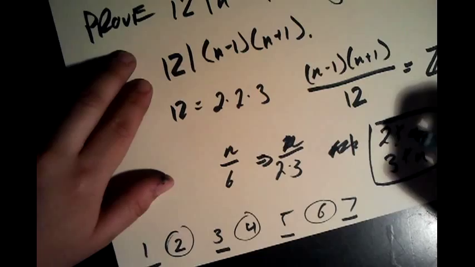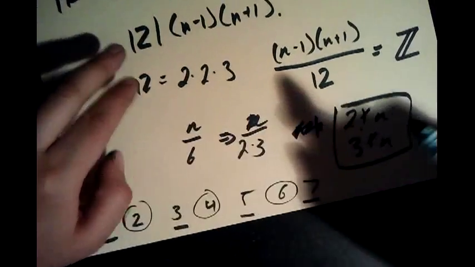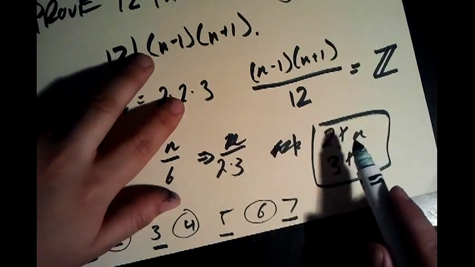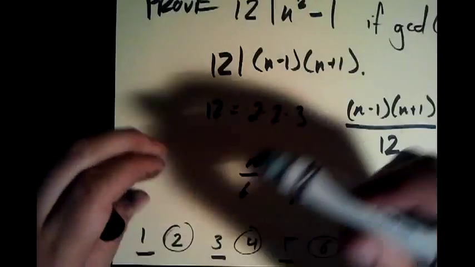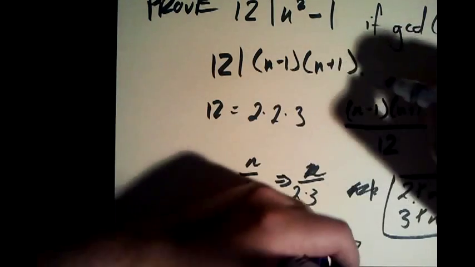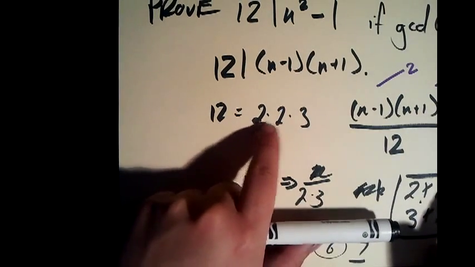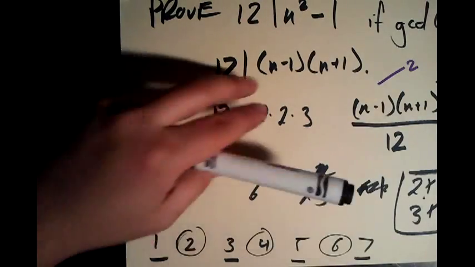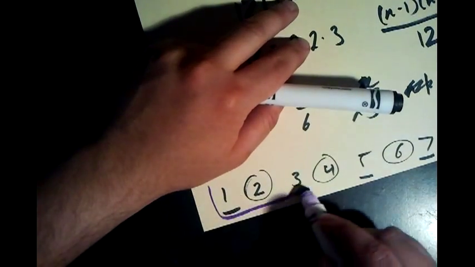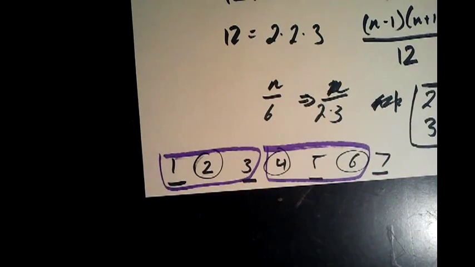Sorry, I'm getting it backwards. If 2 does not divide n, then 2 definitely divides n minus 1 and n plus 1, its neighbors. So that means that we can pull a factor of 2 out of here and out of here, which is good because then 2 of these requirements are taken care of. But there's still that factor of 3. Now let's notice that for every grouping of 3 numbers, one of them is a multiple of 3.